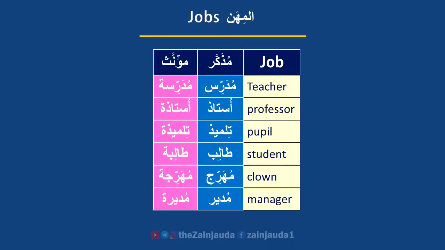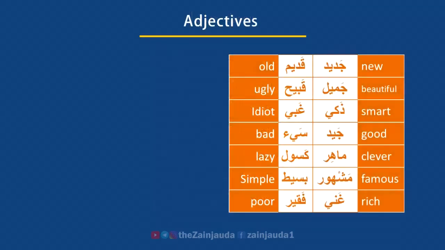مدرس, مدرسة. Please notice that مدرس and معلم both are teacher, but here معلم is said for primary school teachers and مدرس is the one who teaches in the intermediate and secondary schools. أستاذ, أستاذة. تلميذ, تلميذة. طالب, طالبة. مهرج, مهرجة. مدير, مديرة. These are the groups of adjectives.